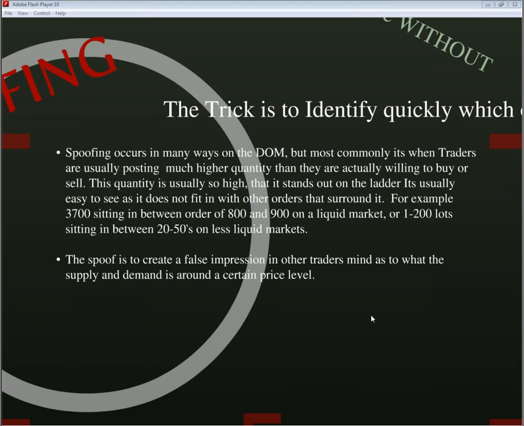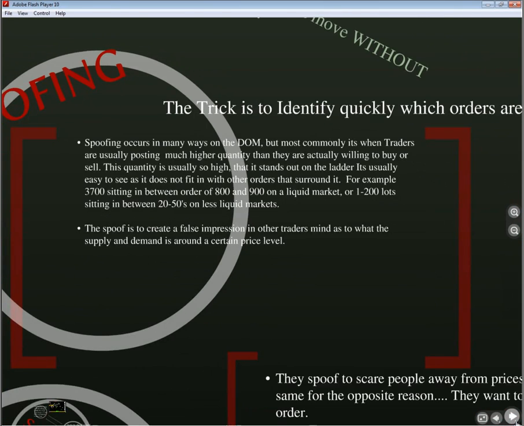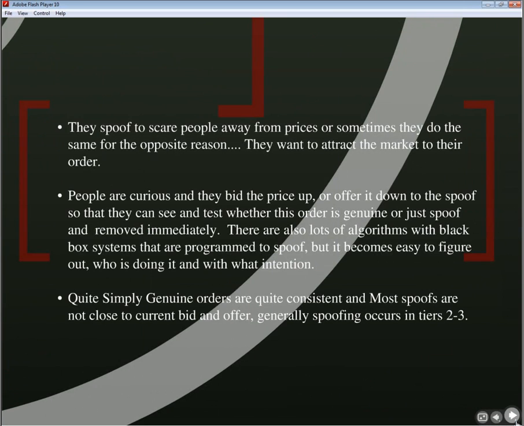Those orders might not actually be real, but what you'll actually find on most markets, they will generally be curious to test those levels. Okay, they spoof for many different reasons. But let's have a look at some of the reasons that you might find spoofing on the book. They spoof to scare people away from prices, or sometimes they do the same for opposite reasons. They want to attract the market to their order. So we'll often see that. We saw that earlier on when I showed you guys there was some offers a little bit higher up. The likelihood of the market coming there to test those high volume offers was actually quite high. Now it tested it. Not only did it test it, it actually held it.